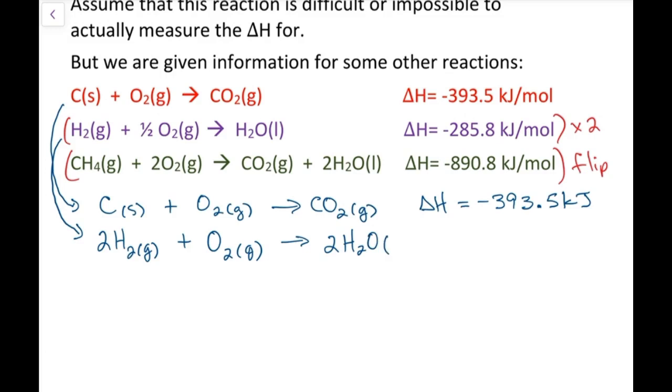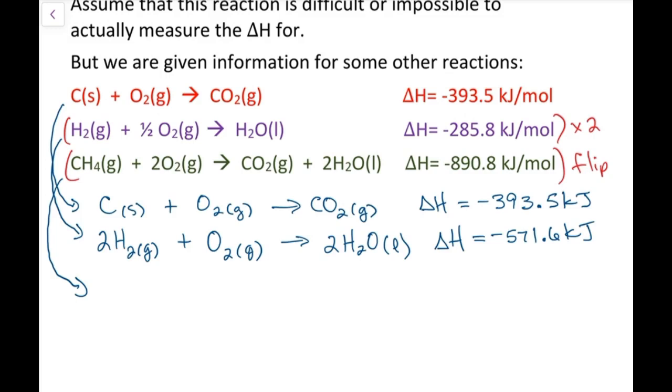2H2O liquid. And our delta H also has to be doubled, right? So negative 285.8 kilojoules has to be multiplied by 2. And that gives me negative 571.6. Very important that we remember that whatever we're doing to the substances, we also have to do to the energy as well. All right, and then this last equation, we have to flip it.